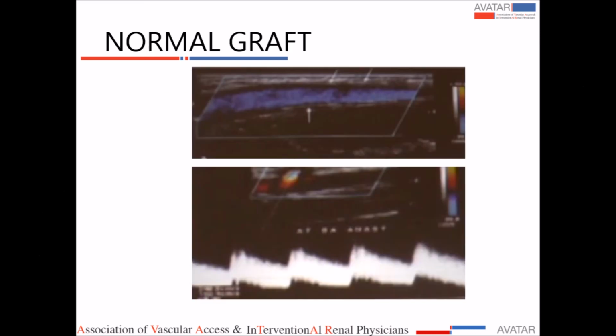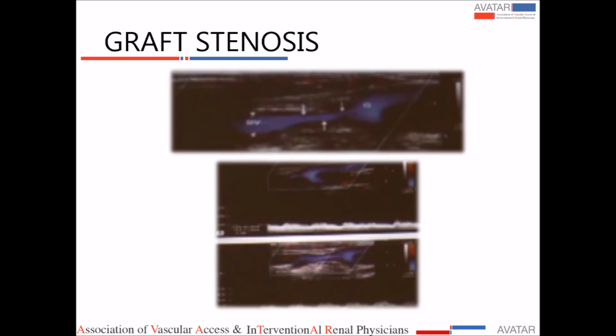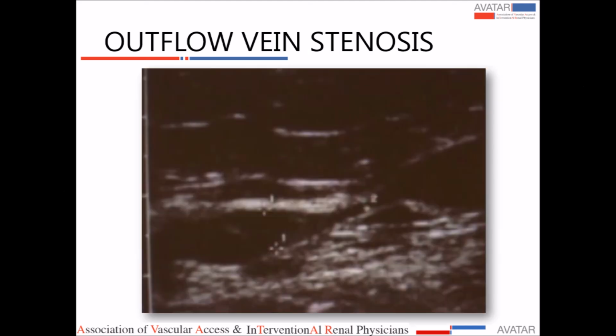And then if you want to visualize a normal graft, this is what a graft looks like on ultrasound. You have 2 parallel echogenic lines. You can see the laminar flow through the graft, not much turbulence. Graft stenosis is not any different from fistula stenosis on ultrasound. You can see the stenosis and the post-stenotic dilatation. And similarly, the PSVs are very, very similar to what you see in the fistulas and outflow vein stenosis.